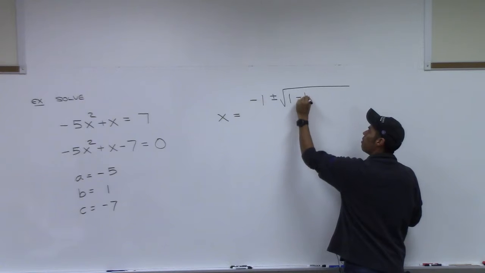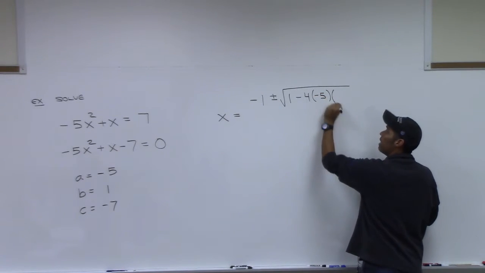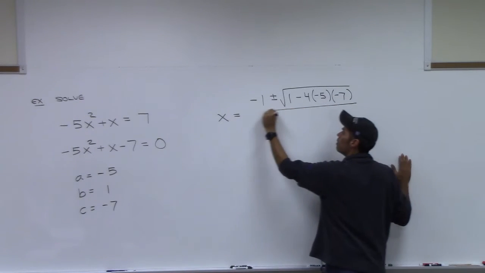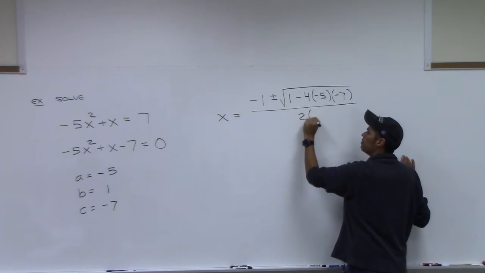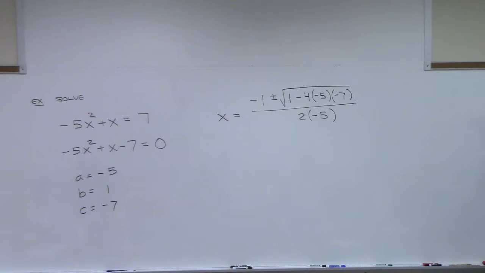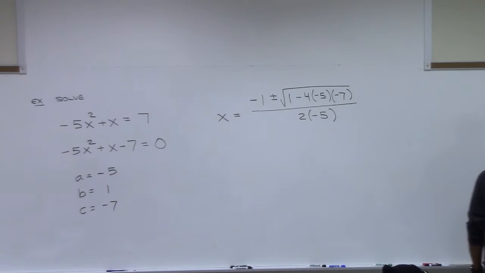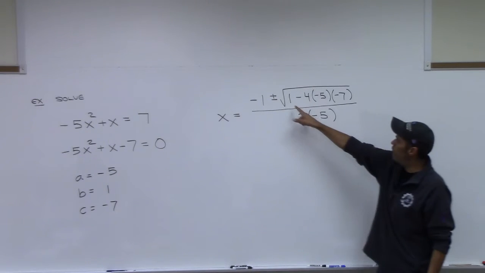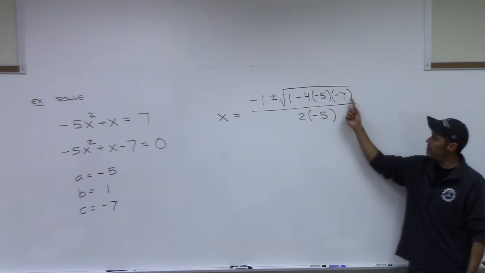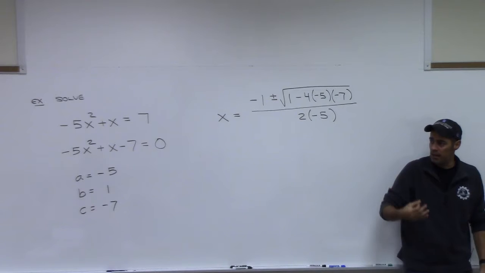Minus 4, and then times -5 times -7 all over 2 times -5. All right, good. Any questions? Macy, are we going to have a plus or a minus behind this 1? Is this going to be 1 minus or 1 plus? 1 minus, because there's how many negatives? 3 negatives. An odd number of negatives means you're going to have a negative sign.